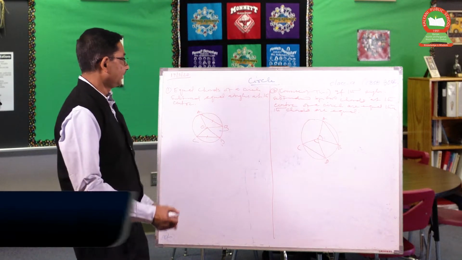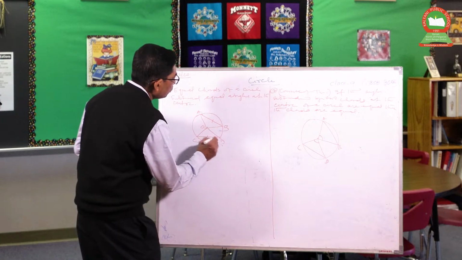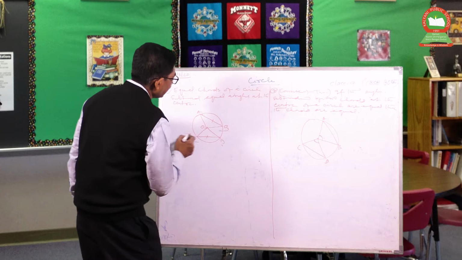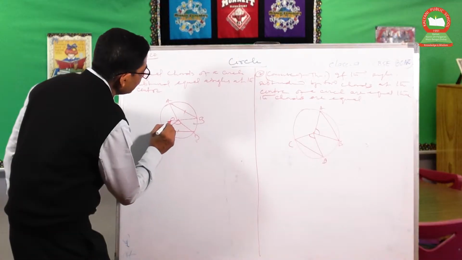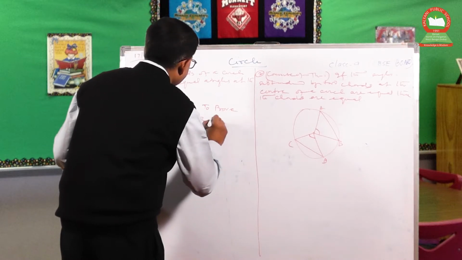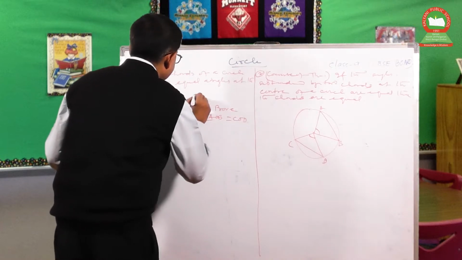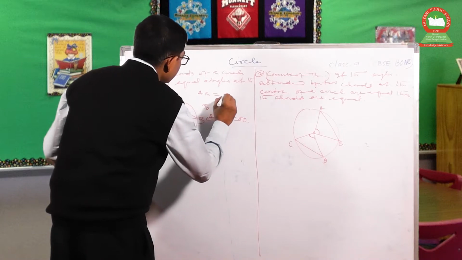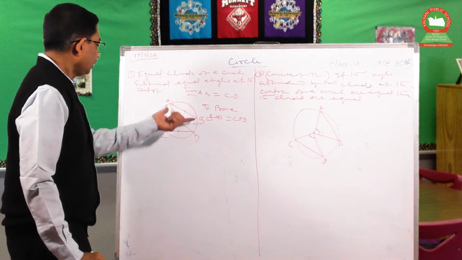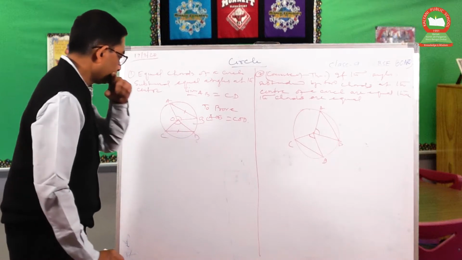Now the first one: say AB and CD are two chords. Equal chords of a circle subtend equal angles at the center. This is what we have to prove, that is, to prove angle AOB is equal to angle COD. Given is AB is equal to CD. So these two chords are equal, and we need to prove they subtend equal angles.